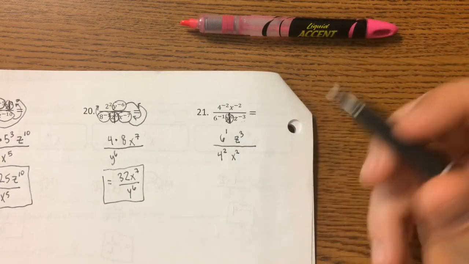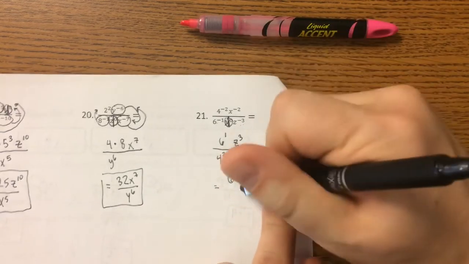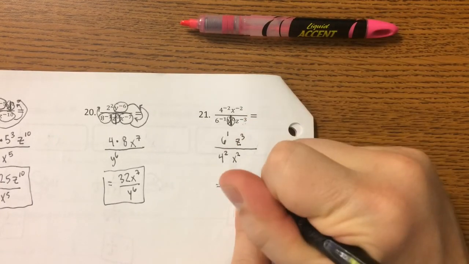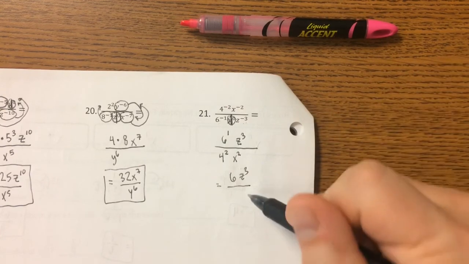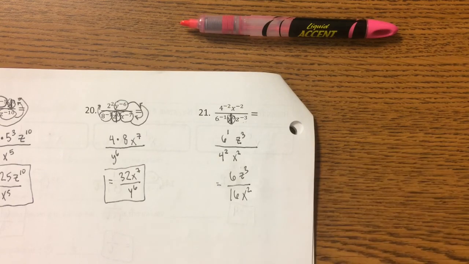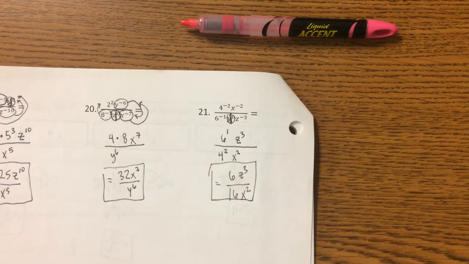6 to the 1st is 6. So we have 6 z cubed. Oh, that's the ugliest z I think I've ever written. That is awful. 4 squared is 16, x squared. Any questions?